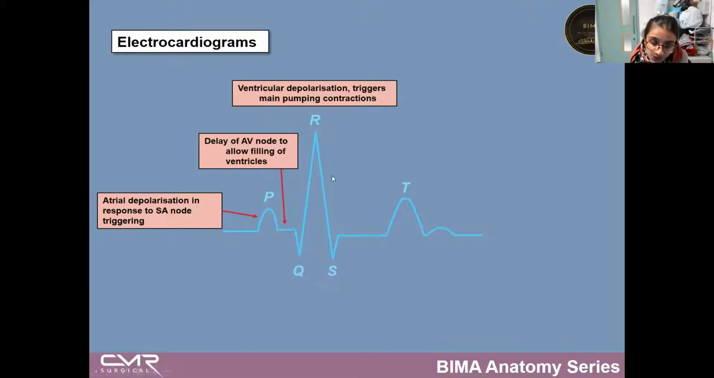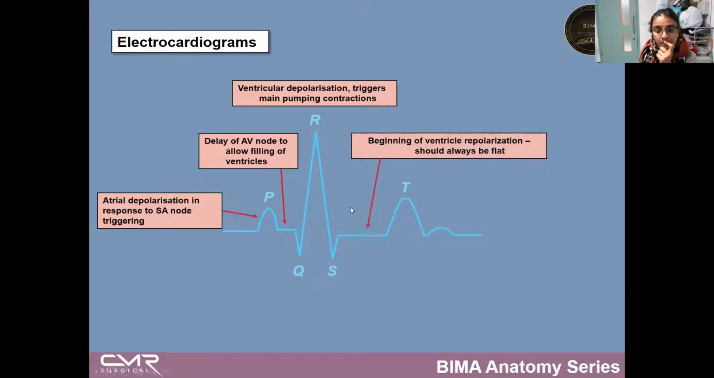Then we've got the QRS complex, which is the most recognized form of an ECG, that upward spike, which is your ventricular depolarization. So when your ventricles get the signal, they depolarize and contract. So that's the main pumping contraction. That spike is when your ventricles are contracting and the blood's coming out.